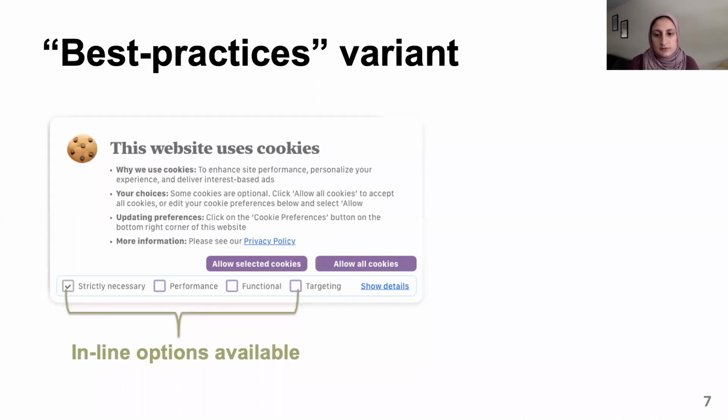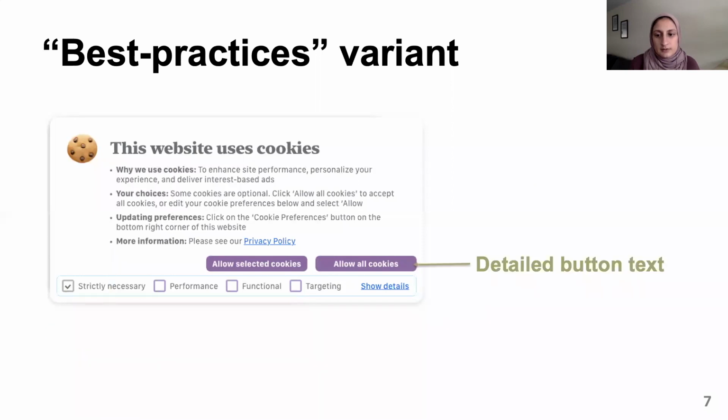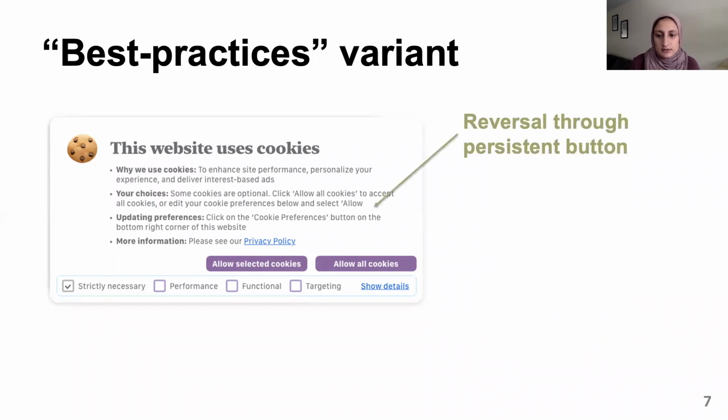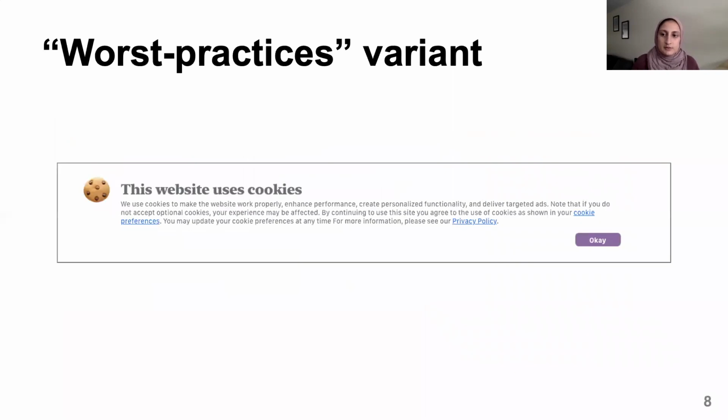The notice text was formatted in bullets, and the button text detailed actions performed by the buttons. It led to a version of the cookie preferences interface where all options for cookie categories were on the same page, and it noted that users could change their decision through a persistent cookie preferences button. 10 conditions differed from best practices in one regard. We also tested a worst practices variant to explore the combination of the least privacy protective or usable design options explored.